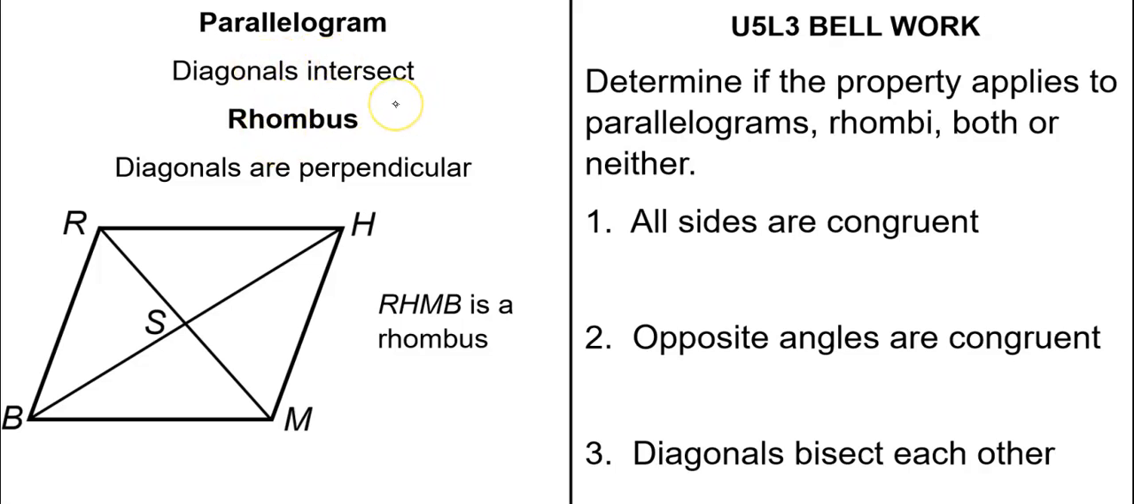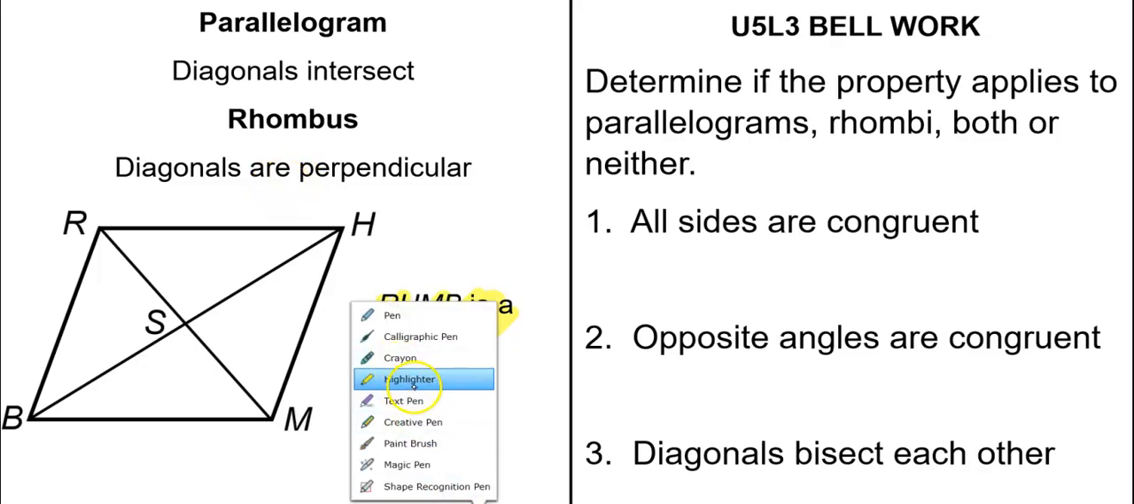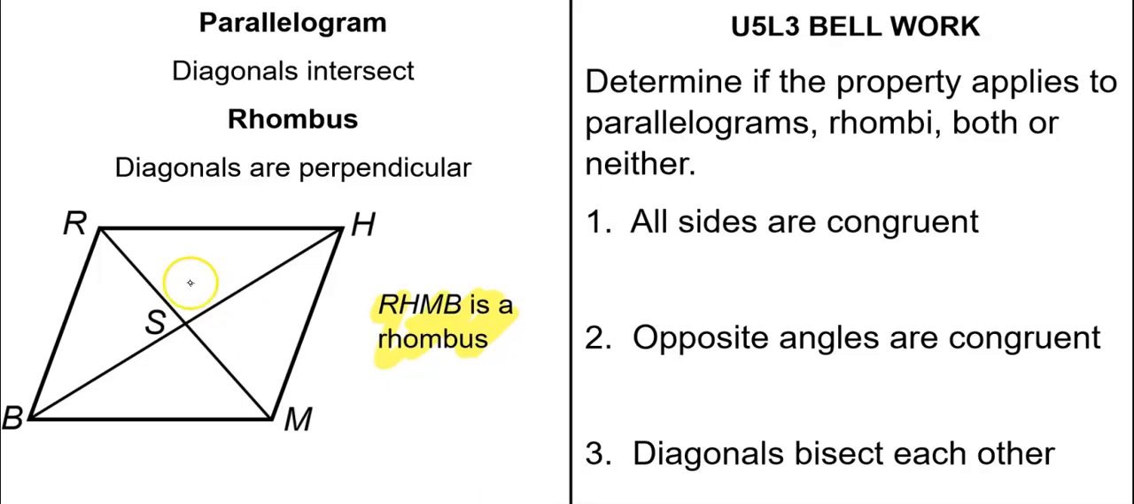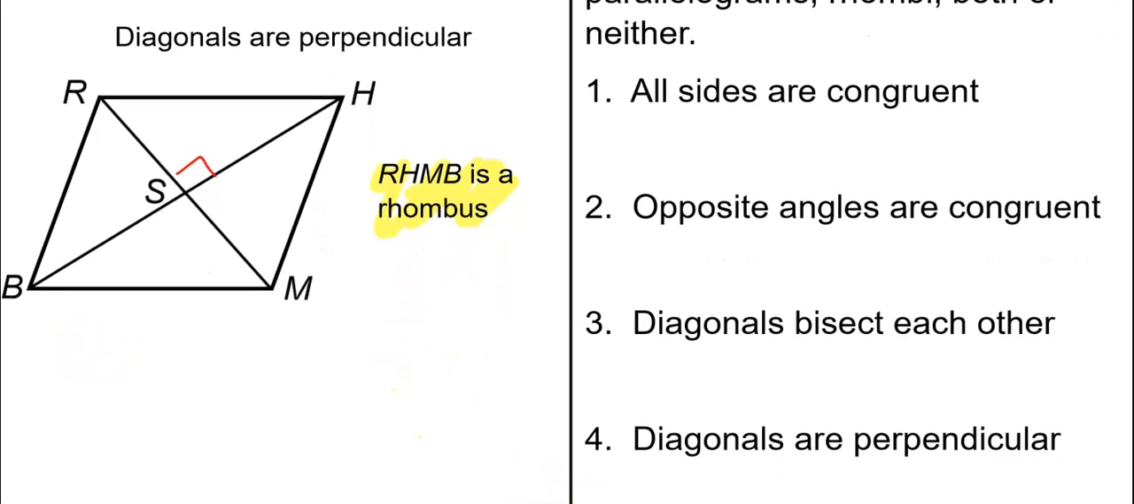Now, in a parallelogram, diagonals just kind of intersect each other. This is brand new for a rhombus. For a rhombus, diagonals will always be perpendicular. That means when these diagonals cross, it makes a right angle. So segment RM is perpendicular to segment BH. What that means for us is we have 4 90-degree angles, 90 degrees, 90 degrees, 90 degrees, 90 degrees.